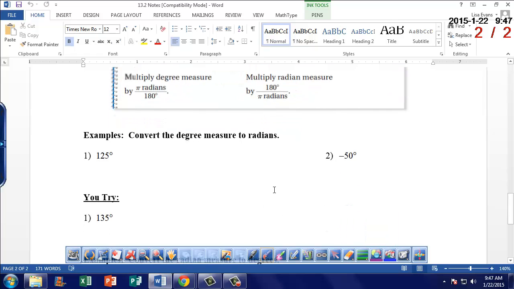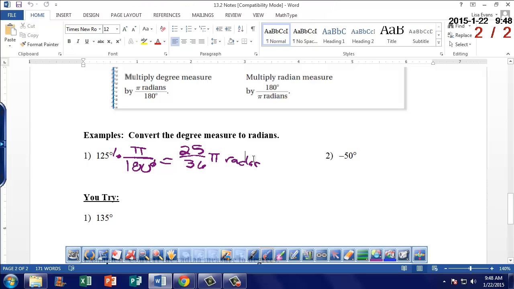It says convert the degree measure to radians. So I'm given degrees. I need my degrees to cancel out, so that means my 180 degrees must be on the bottom, and then the little degree symbol will cancel out. Then on top we would have pi. Now I would prefer if you leave these answers in fractions, so what you would do on your calculator is do 125 divided by 180, hit equals, and do math fraction. So this answer would be 25 over 36 pi, and please label it as radians.